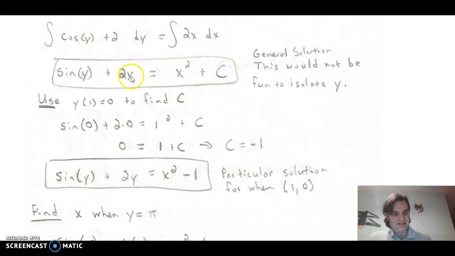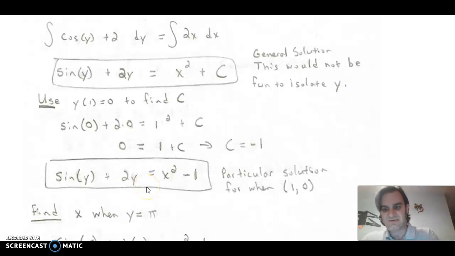One thing that's worth noting here is because this y is in the sine function and this y is by itself, it would not be very easy to get an equation that looks like y equals. A lot of times that would be very difficult. But we've got a general solution. So then we'll use our initial condition of y of 1 equals 0 to find c. So when I plug in 0, of course the sine of 0 is 0. I get that c is negative 1. So the particular solution is sine of y plus 2y equals x squared minus 1. Still would be difficult to get y by itself. So that's the way I would leave that particular one.